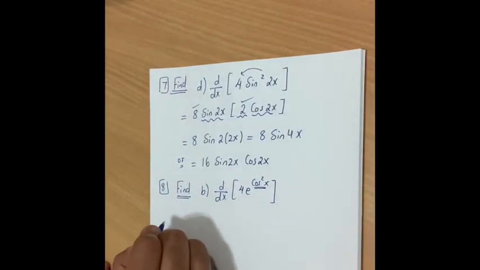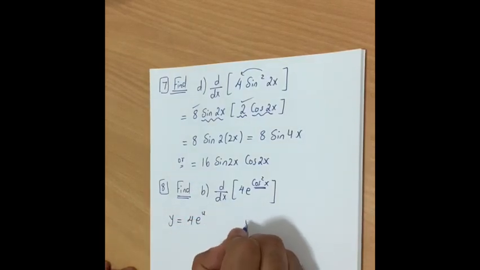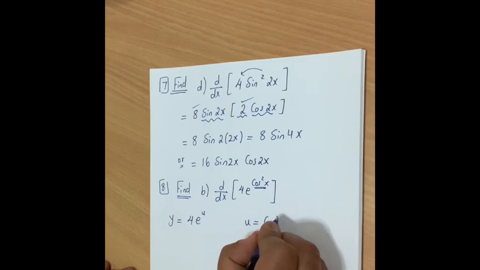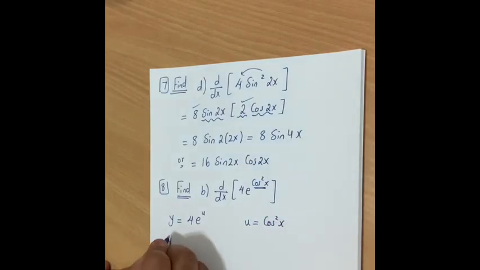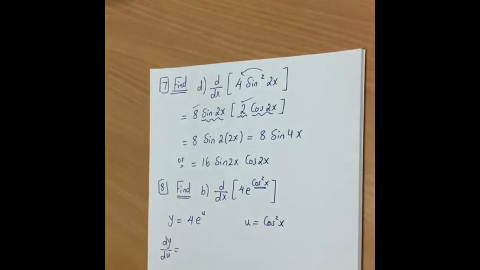So we're going to call y equals 4 e power of u, and u is equal to cosine squared x. Now you remember, you differentiate y with respect to u, and you differentiate u with respect to x. Then at the end you're going to multiply them. Remember, this is the second way of the chain rule. So the derivative of this will be 4 e power of u, because the derivative of e never changes.